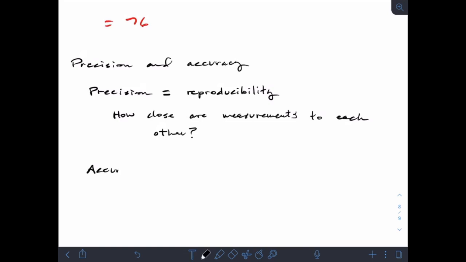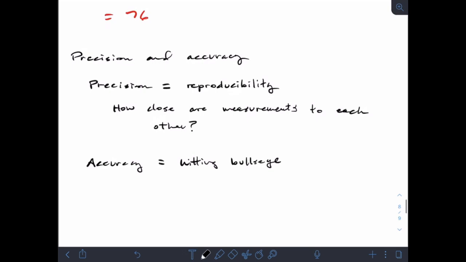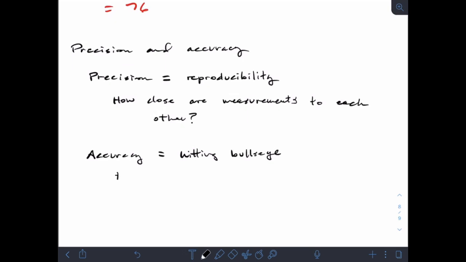Accuracy, you can think of as hitting the bullseye. Right? In other words, how close are the measurements to accepted values.